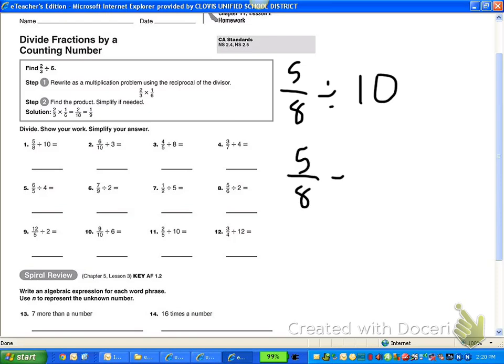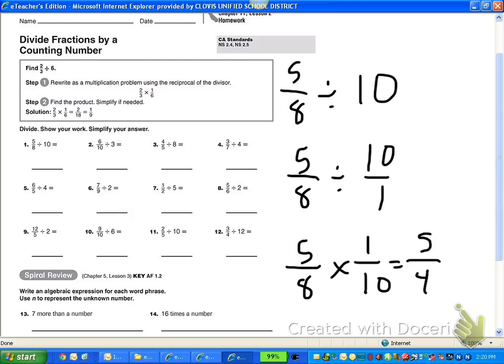So 5/8 divided by 10 over 1. And we're going to keep, flip, change. And we're going to get 5 over 40. And of course that can be reduced. 5 divided by 5 is 1. And 40 divided by 5 is 8. So your answer for number 1 would be 1/8.